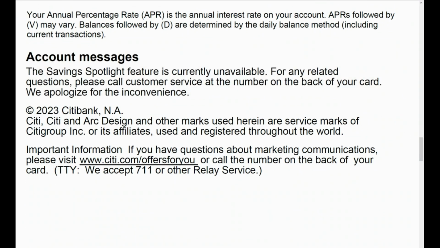And then right underneath that, it says 2023 Citibank NA, Citi, Citibank, and Arc Design and other marks used herein are service marks of Citigroup Inc. or its affiliate, used and registered throughout the world. Important. If you have any questions about marketing communication, please call citi.com/offers/you or call the number on the back of your card.